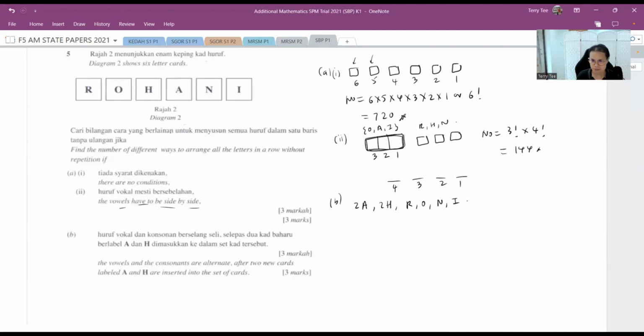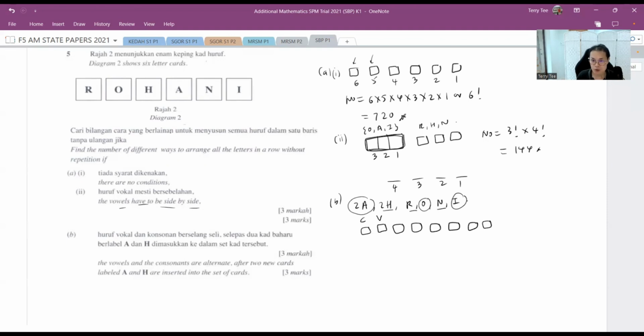Okay, so here's the thing. Now I have 8 letters, okay? And you want it to be alternate, right? Alternate means what? I can start with consonant, vowel. Remember, originally I have 3 consonants, 3 vowels. But when I add 1 letter A and 1 letter H, I got 4 vowels and 4 consonants. We have equal vowels and consonants. Remember, these are vowels: vowel, vowel, vowel. You got 4. Consonant, consonant, consonant. You got 4 as well.